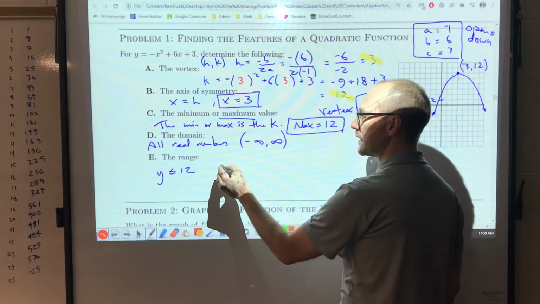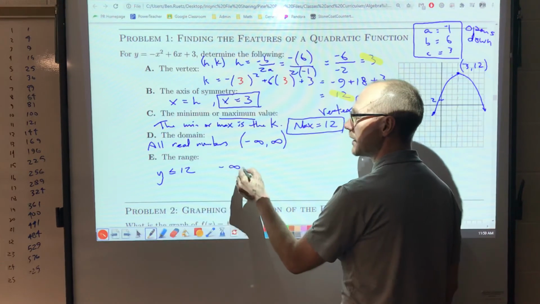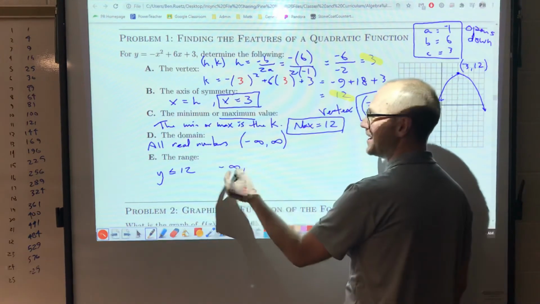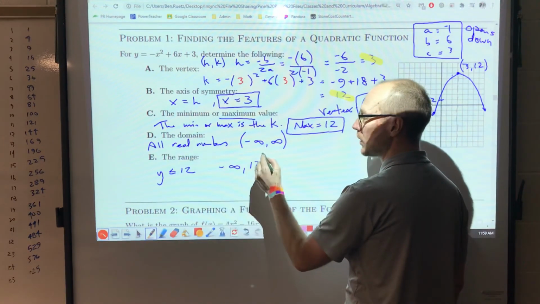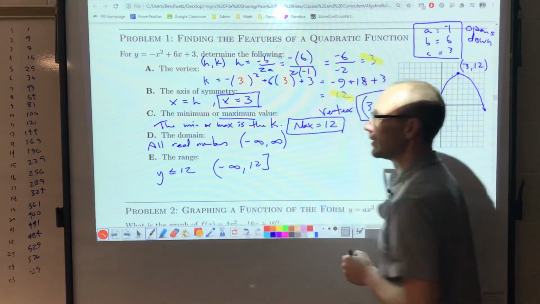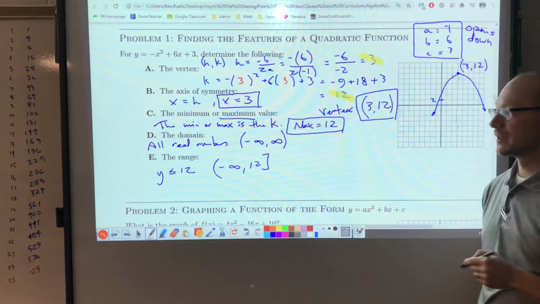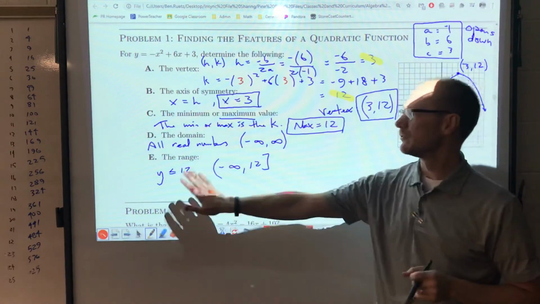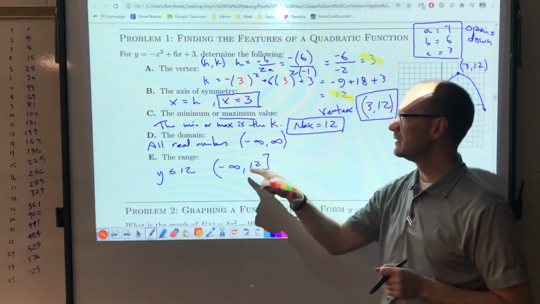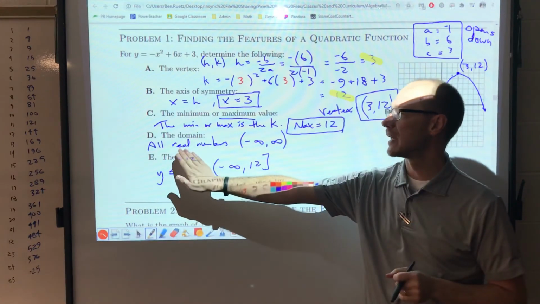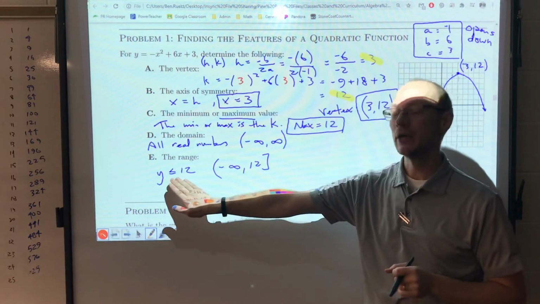And if you want to give that a shot, -infinity up to 12, including 12, and not including that. And again, as I mentioned before, I'm going to put these in here always. If you on a quiz or a test just write this or this, I'll give you credit.